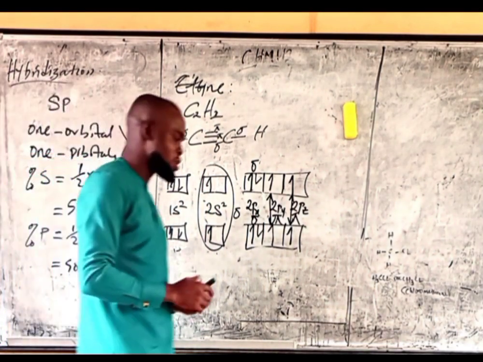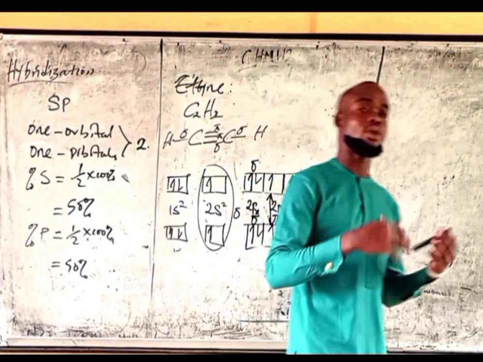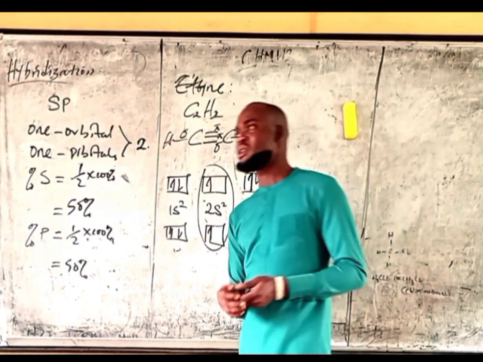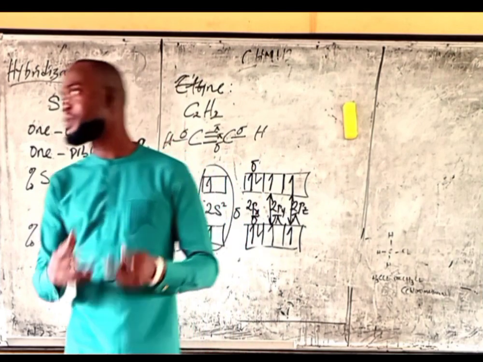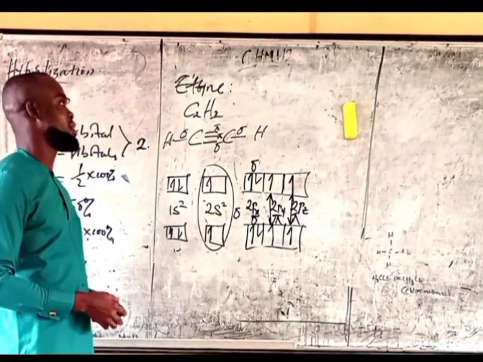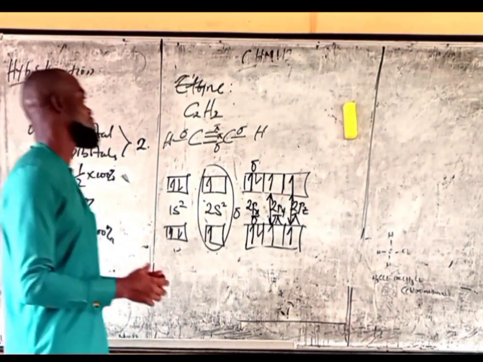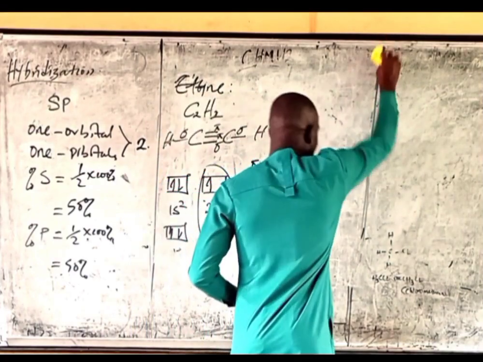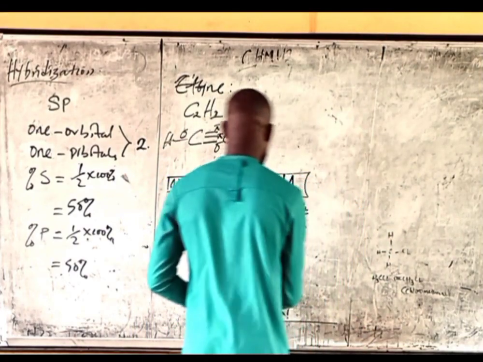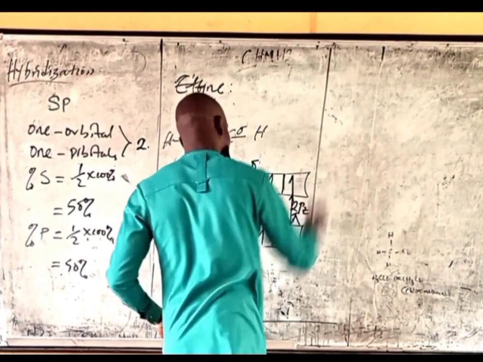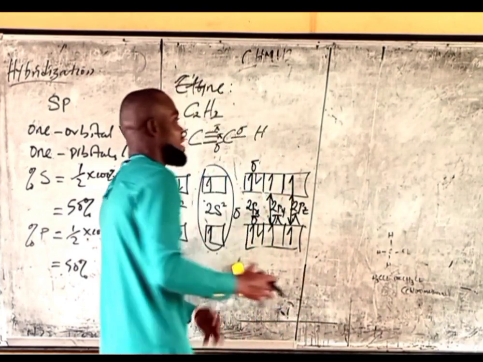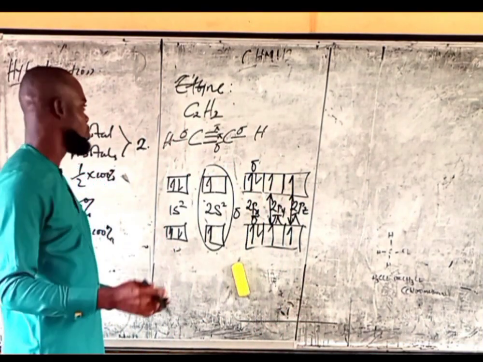There's something we call the steric number, used in obtaining the hybridization of atoms inside a structure. It's still very important. The steric number is the number of attached atoms and lone pair electrons.